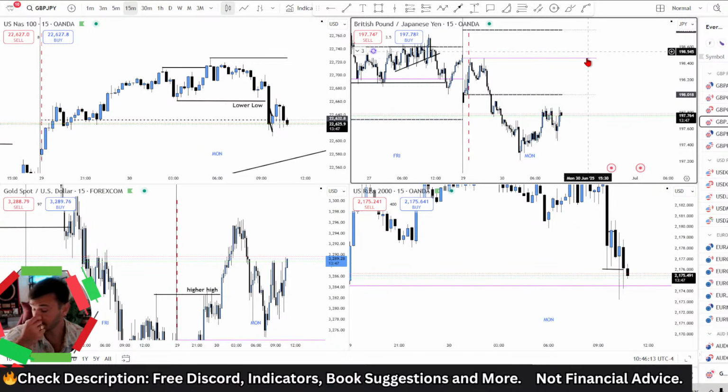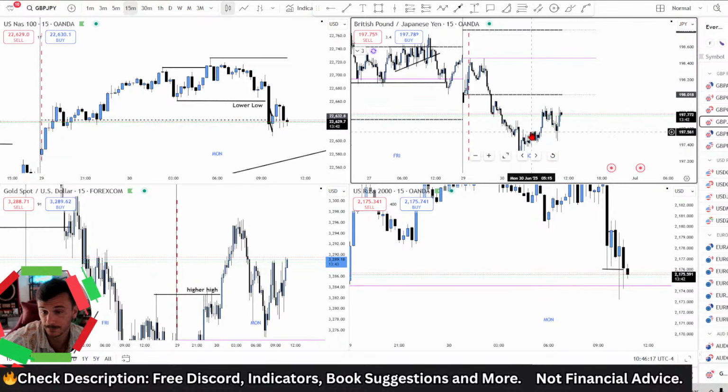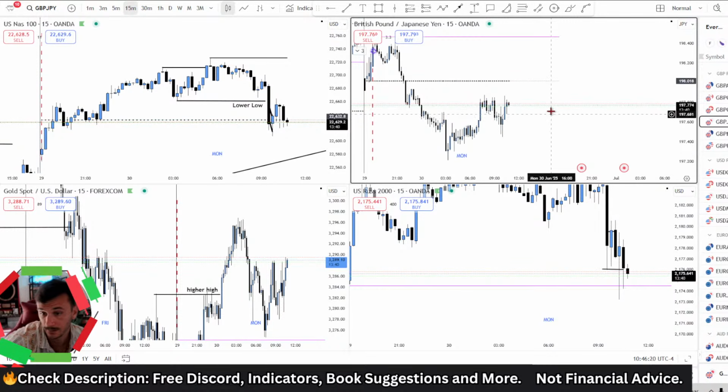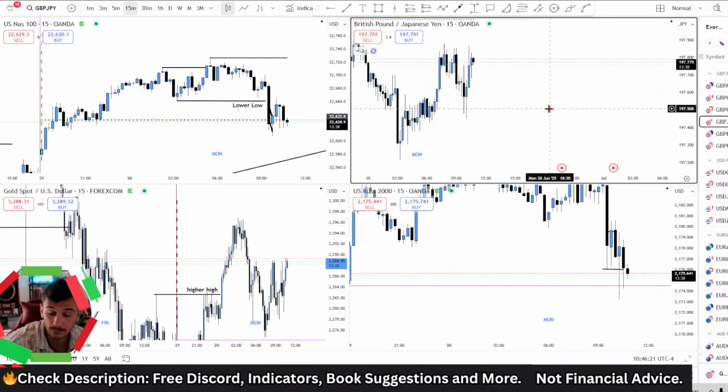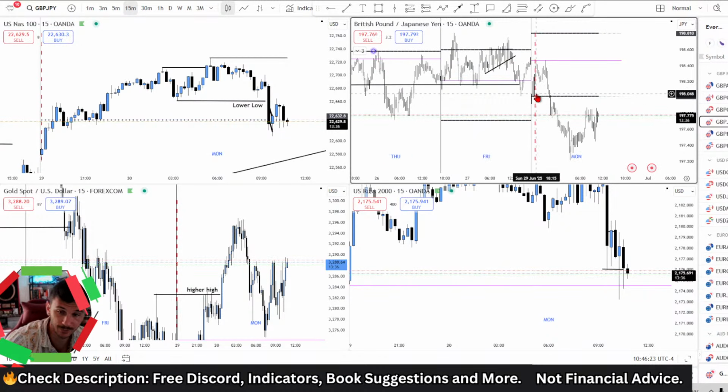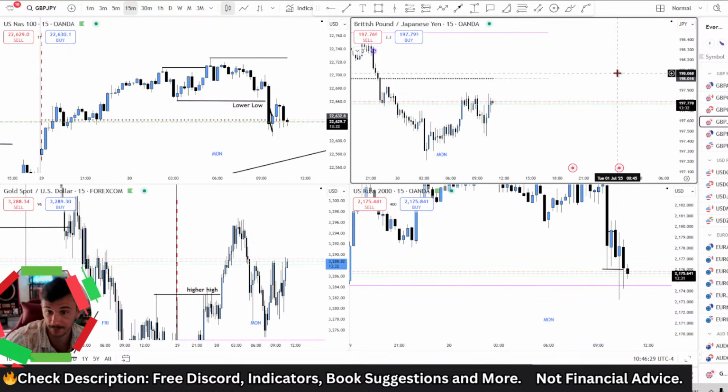Remember, it's all about templates. It's not about, oh, we're at the low of the week, and they've made a higher high. I mean, maybe. But what 3-day setup would you be taking? That's the big thing for me.